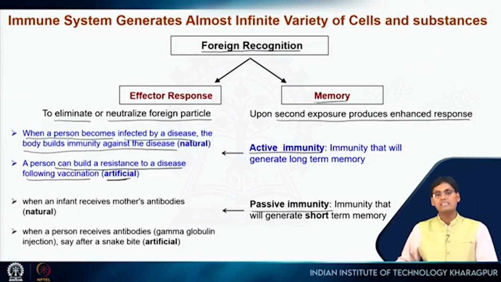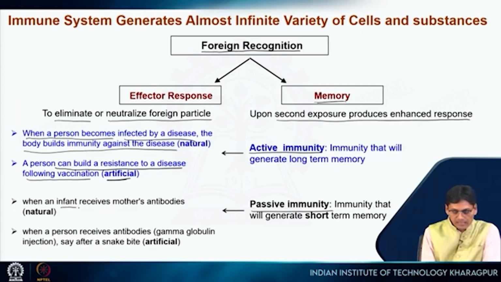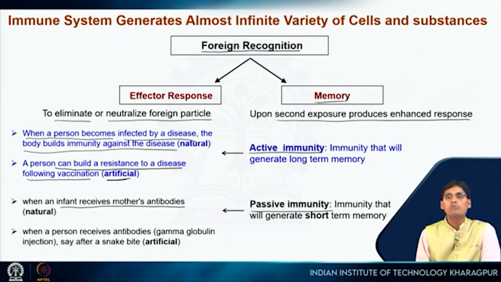And then passive immunity. When an infant receives mother's antibody, that is natural immunity, but that is passive. Okay. So mother's antibody, how? Depending on mother's breast milk, through breast milk, the antibodies also come to the infant. As a result, that antibody is also giving protection to that baby. So this is passive immunity.